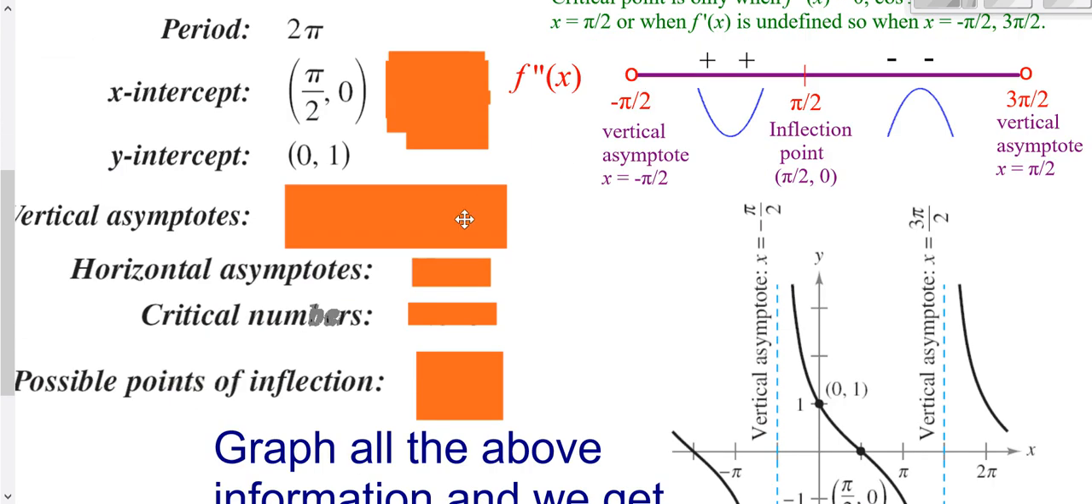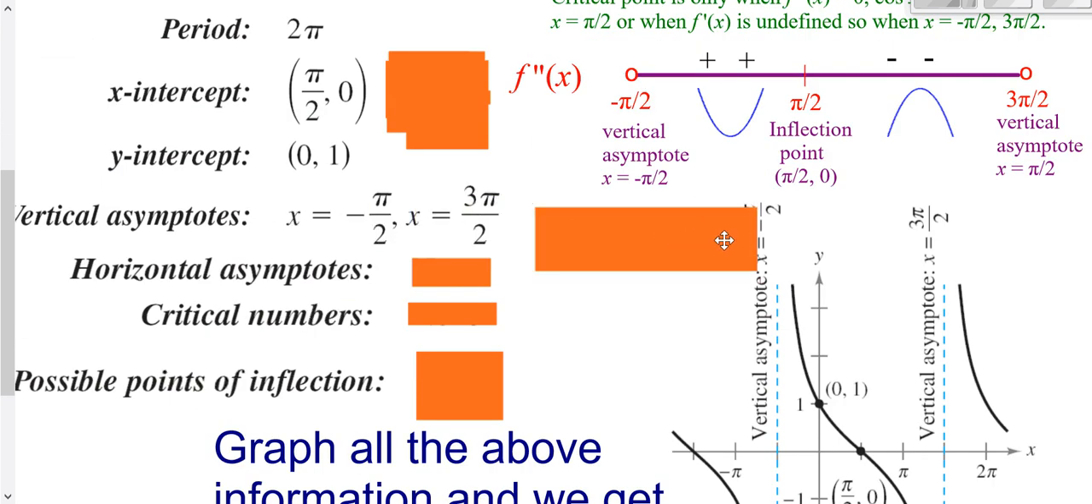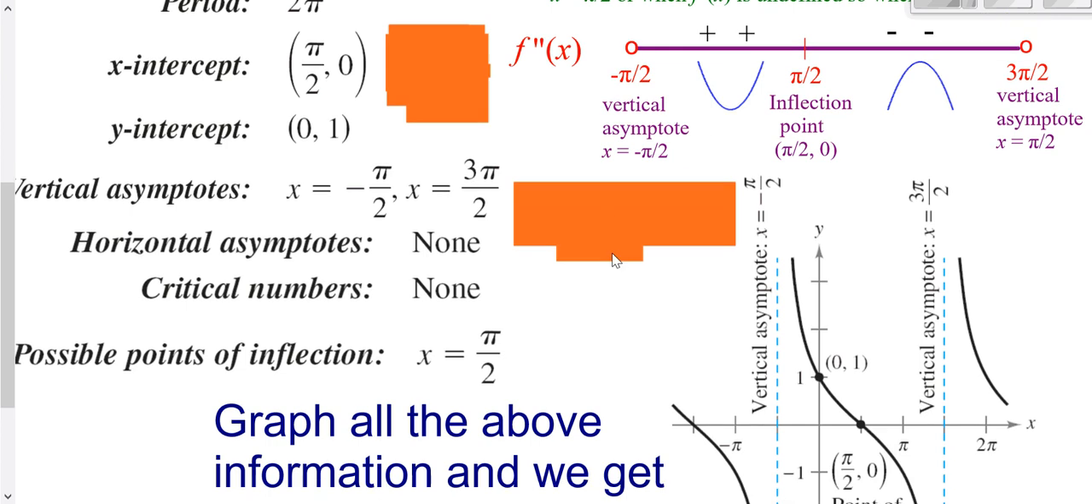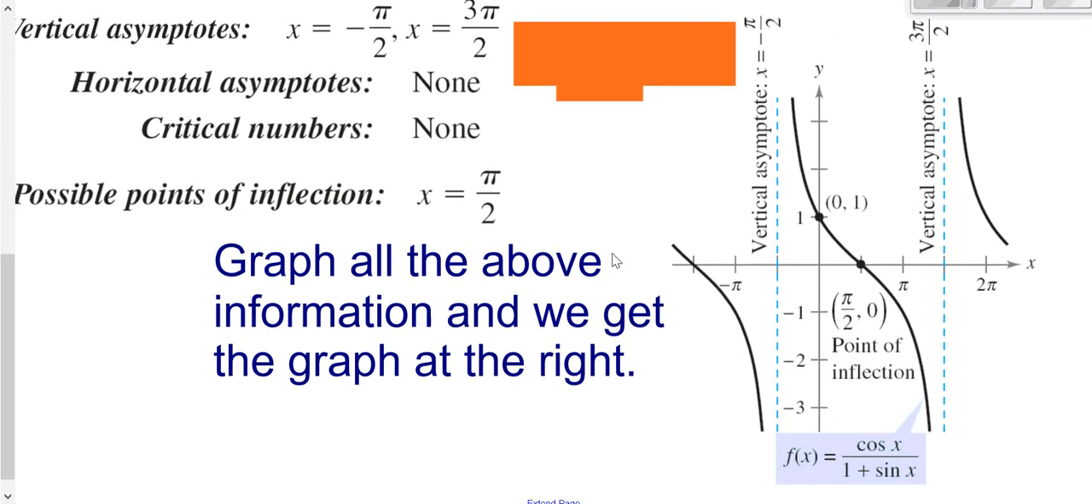So vertical asymptotes, we just talked about that. Horizontal asymptotes. Well, would it level out at a horizontal line? Nope. Critical points, not really. Possible points of inflection, yep, we found that right here at our pi over 2. So when you graph all that information, you get this shape right here.